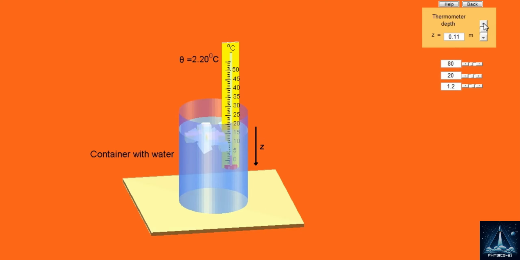We observe that the temperature of the water on the surface, which has ice, is 0 degrees Celsius. As we immerse the thermometer, the temperature of the water increases until it reaches the value of 4 degrees Celsius.